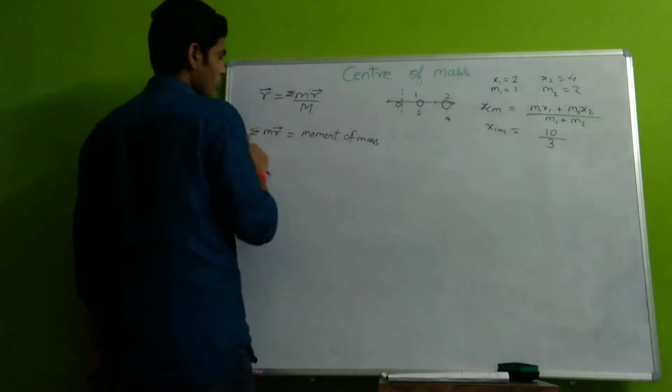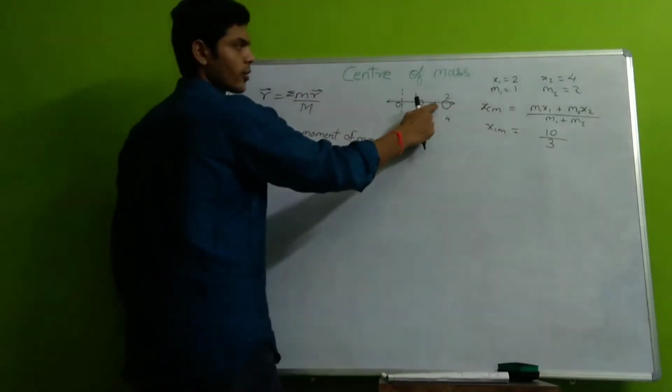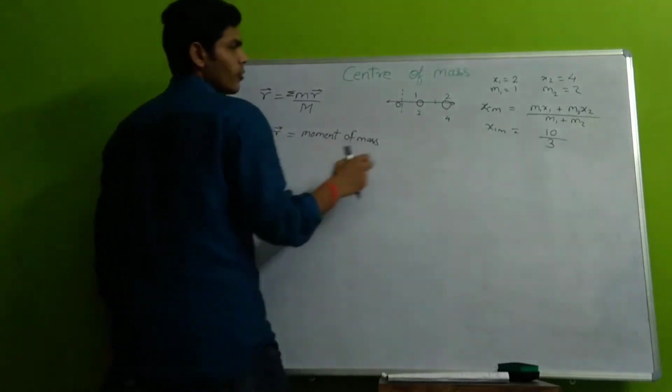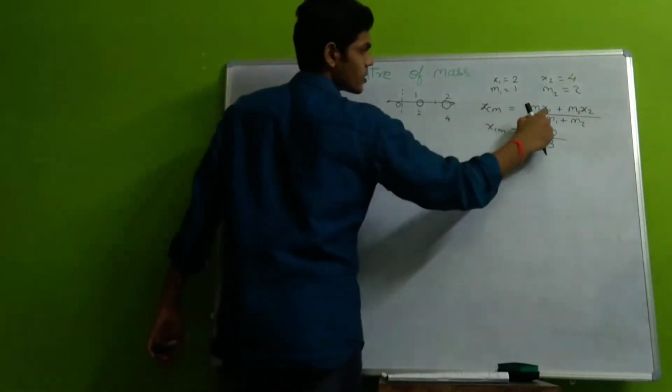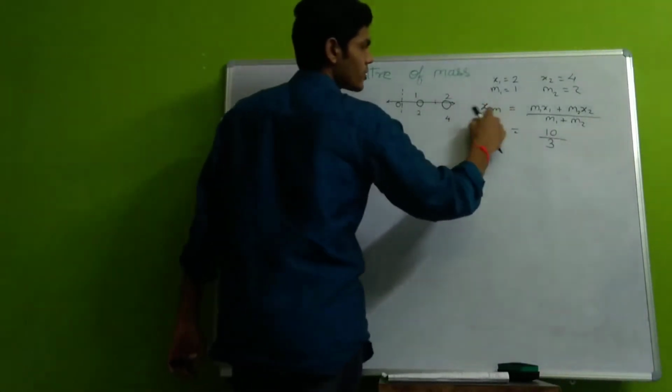That means the sum of all the moments of mass about the center of mass is 0, while for finding center of mass we take distance from the origin or some specific point. So this is how we calculate center of mass.